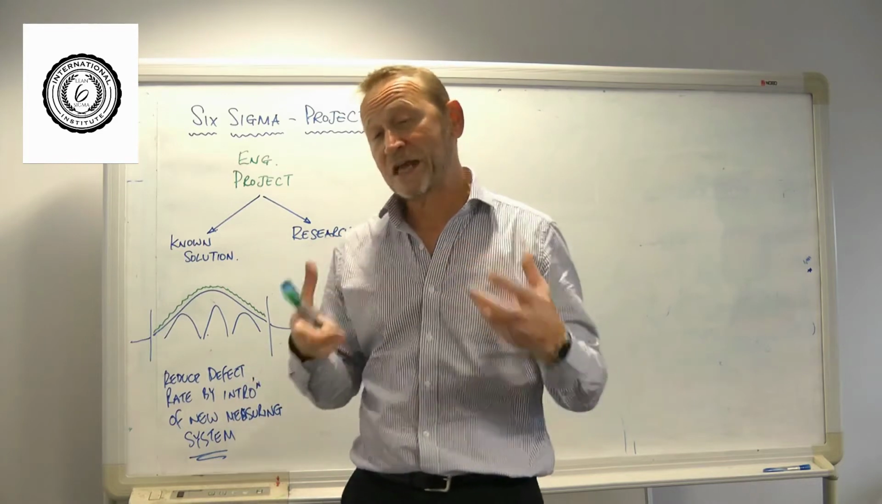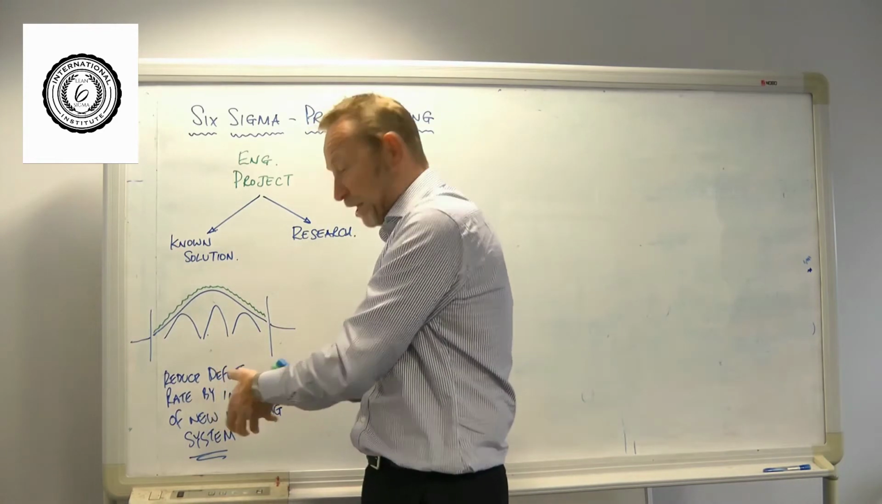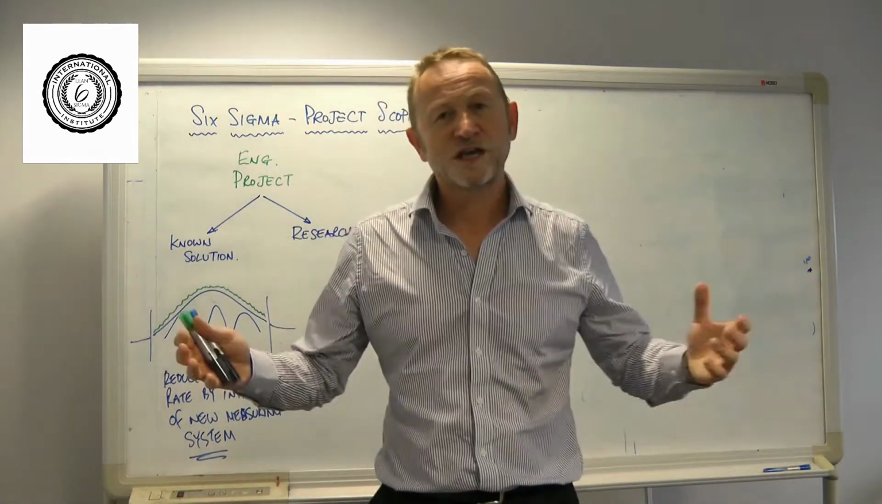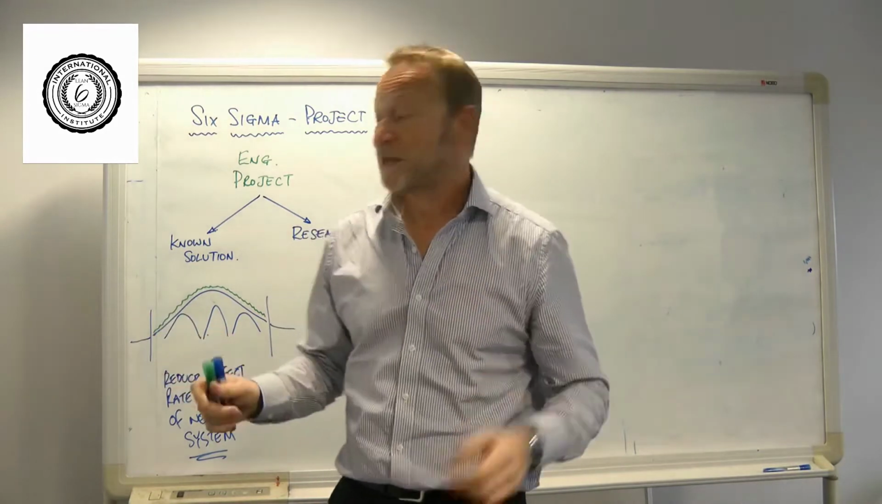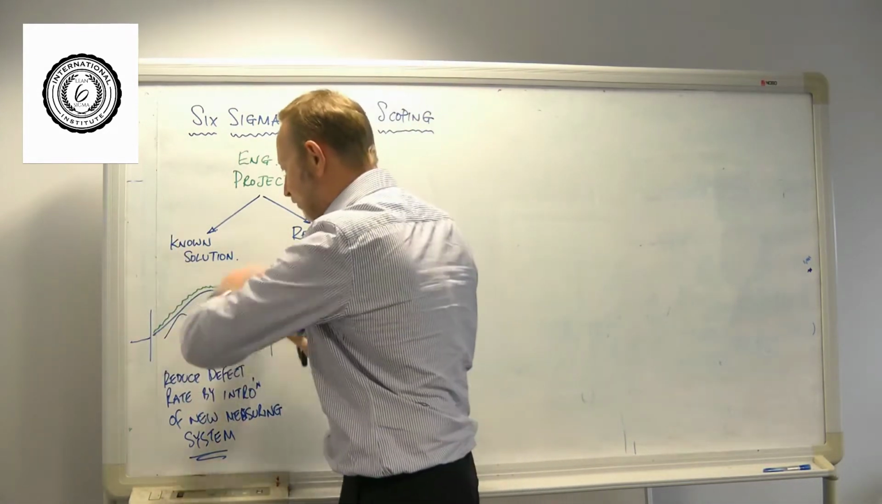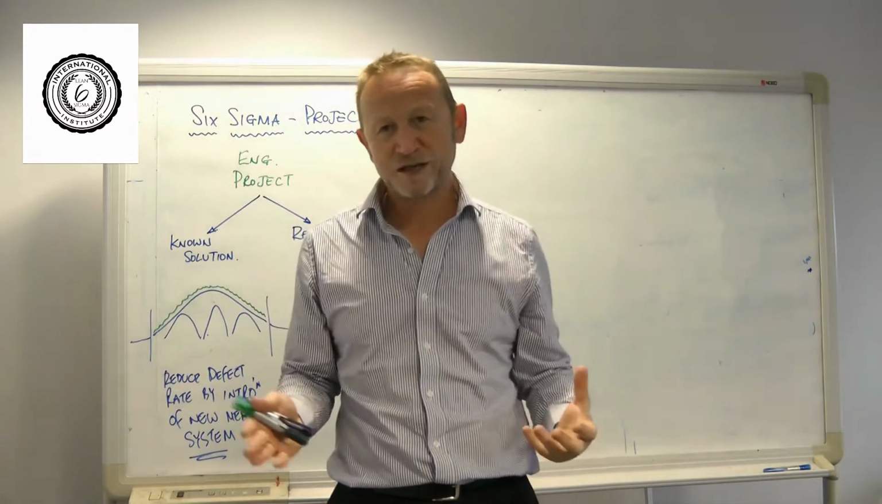Sometimes I get people that come to my classes and they have this type of project already mapped out, and they say, oh yeah, we're going to do this. Can I do this as a Six Sigma project? No, you have a known solution. The scope of that would be like a box, and you stay inside the box.